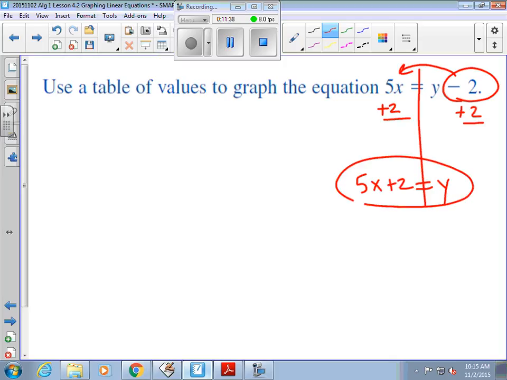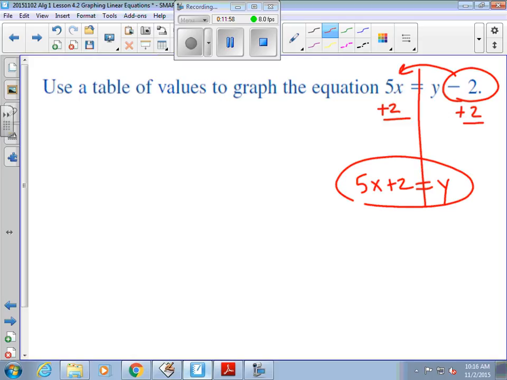Is this written in function form? Is y all by itself? Yes. And this is what some of y'all might be thinking: since y is on the right side, it's not function form. It doesn't matter, because you can read that in your mind as y equals 5x plus 2. So that is function form.